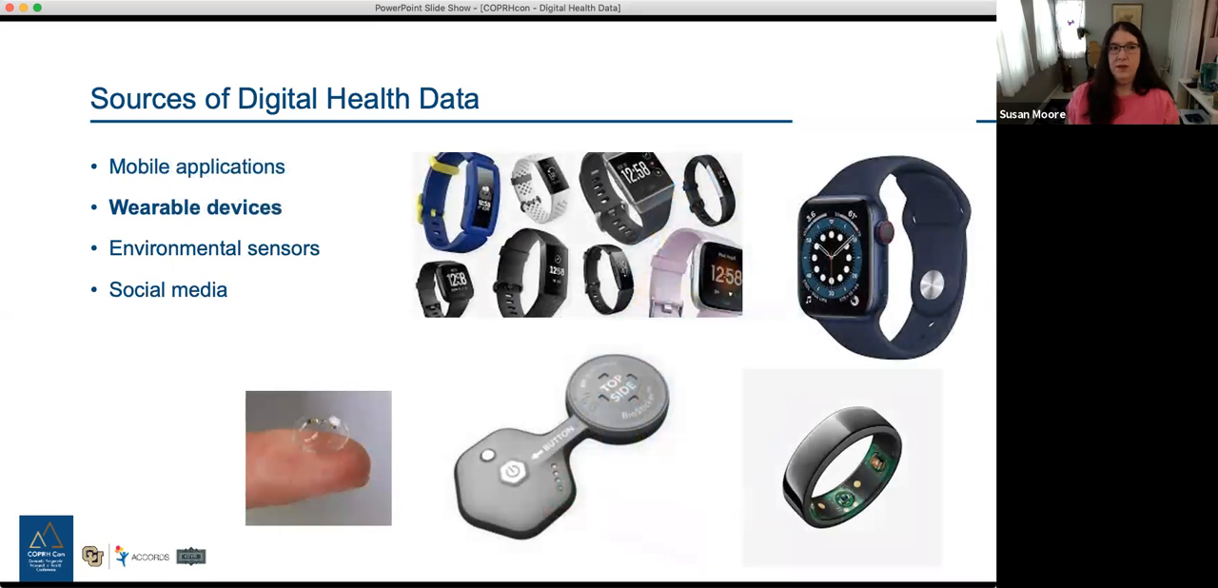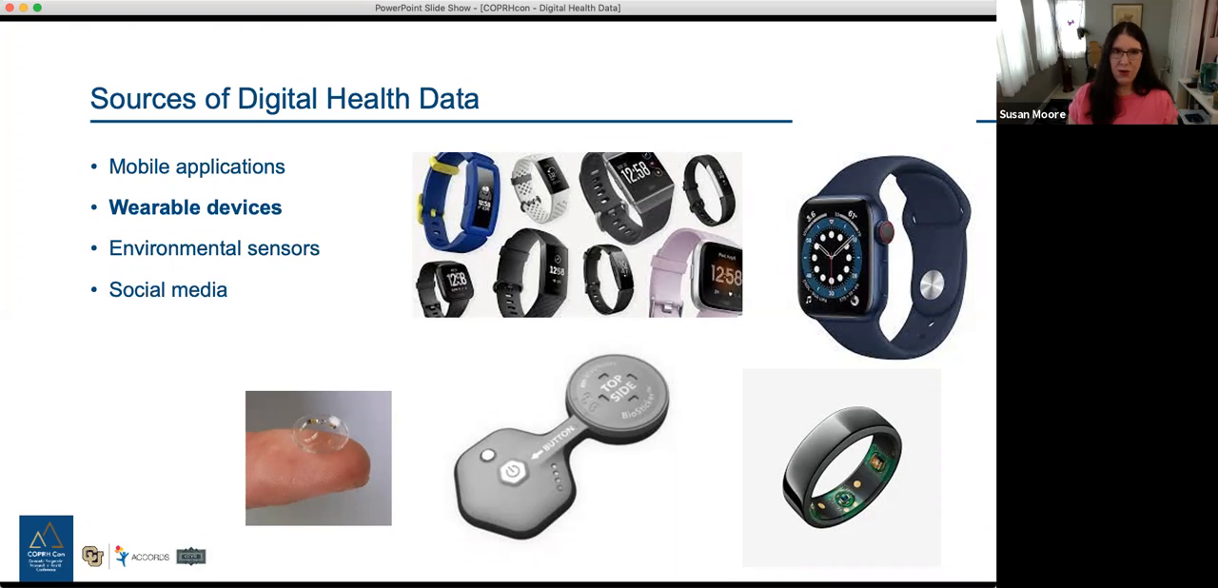Wearable devices are another large source of digital health data. When I mention wearable devices, most people are thinking fitness trackers and smartwatches, like a Fitbit, which is the first set of images here on the screen, or the Apple Watch, for example, which is the one on the right of the screen. There are many more solutions like that.